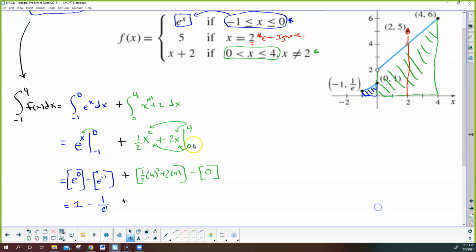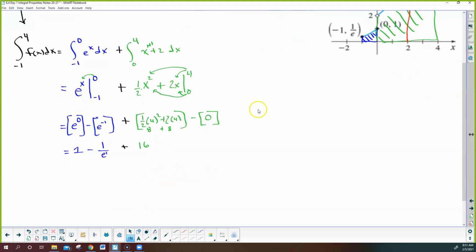So in that case, instead of just writing 1/2 times 0 squared plus 2 times 0, you could do that. But we know that this answer for sure is equal to 0. Just be careful. If you're not sure on it, write it out. And then we're just going to simplify. So 4 squared is 16, and half of 16 is 8. 2 times 4 is 8, and 8 plus 8 is 16. And then we have 1 plus 16, so that's 17 minus e to the 1.